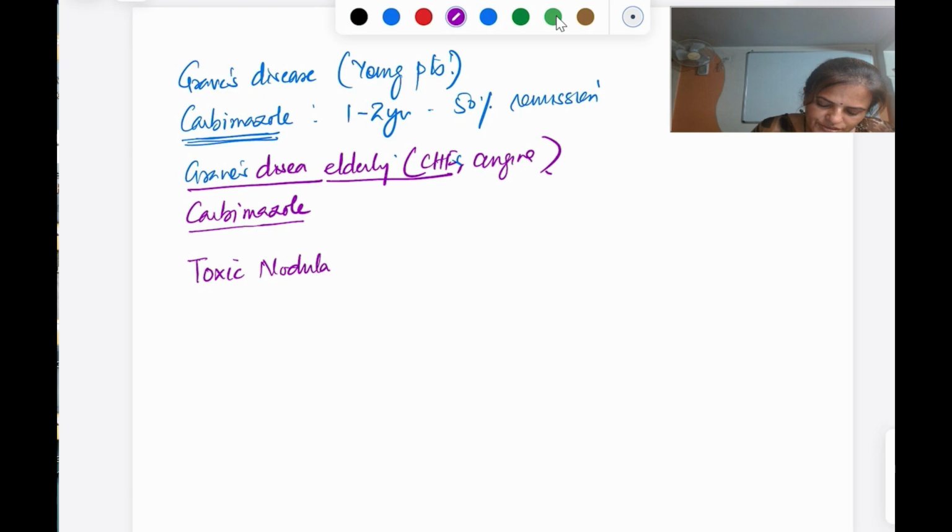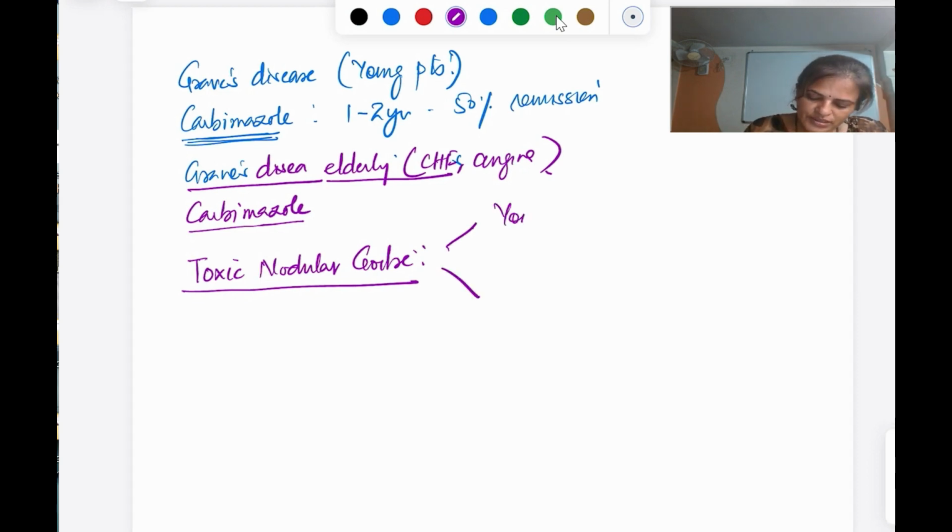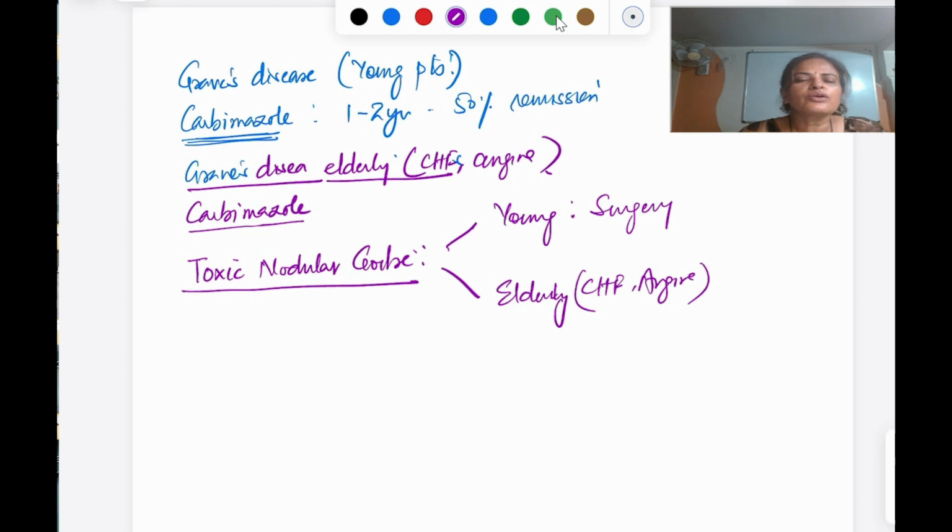Then another thing: if the patient is having toxic nodular goiter, here remission is not that common with the antithyroid drug or carbimazole. If the patient is young, you go straight for surgery. If it is an elderly patient, with or without CHF and angina, or a young patient with a contraindication to surgery, then how to go about the toxic nodular goiter? Because here carbimazole alone is not going to work.